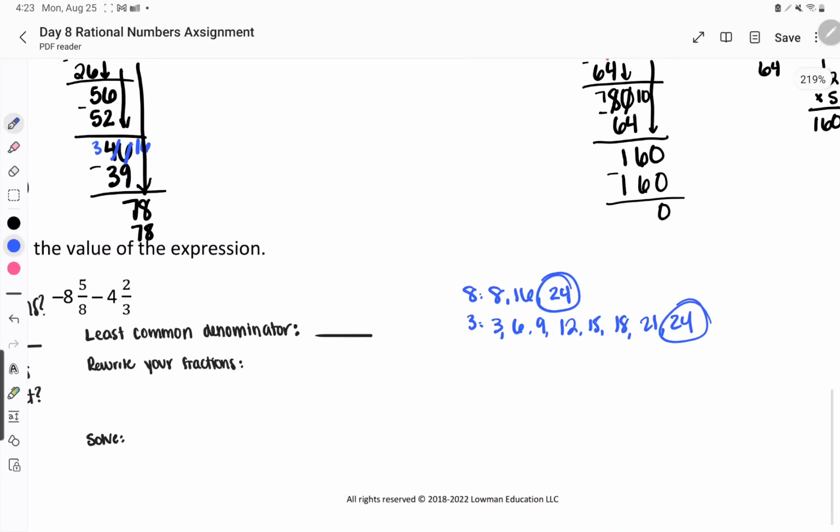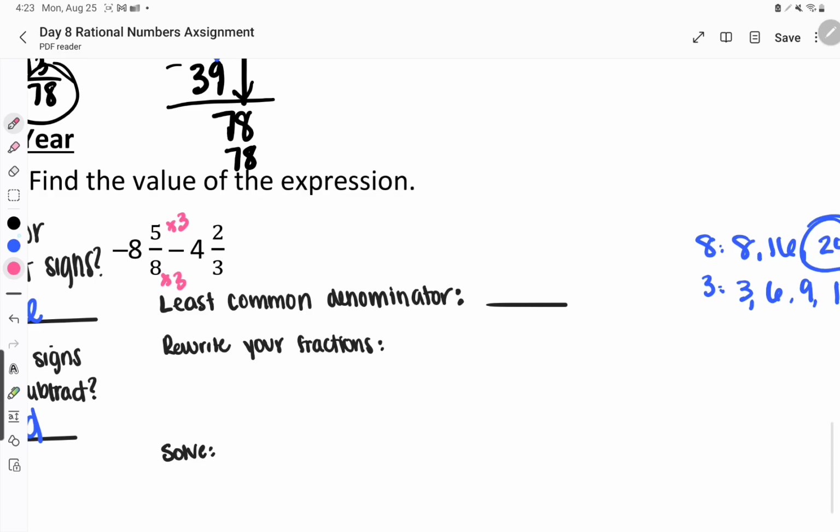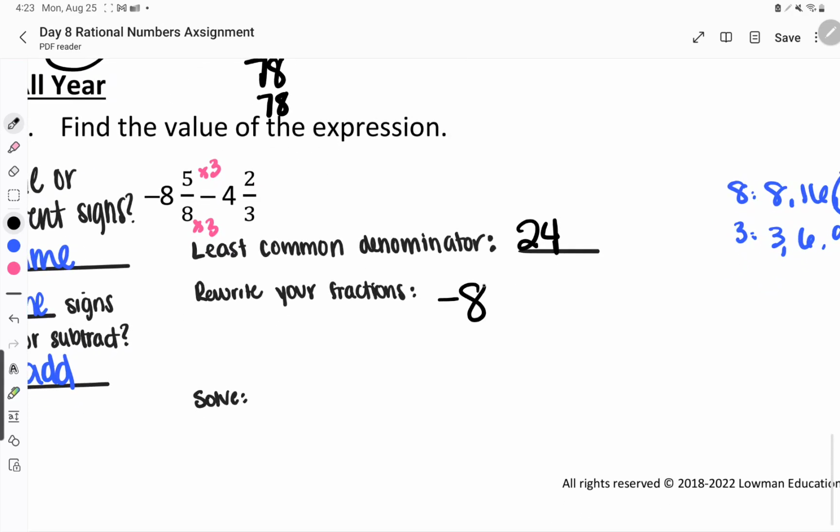So how did I get from 8 to 24? We multiplied times 3. So this 8 right here I'm going to multiply times 3. And to the 5 up at the top, I'm going to multiply times 3. This is going to be 24. And then I have negative 8. And then I have 5 times 3, which gives me 15. And then 8 times 3 gives me 24.